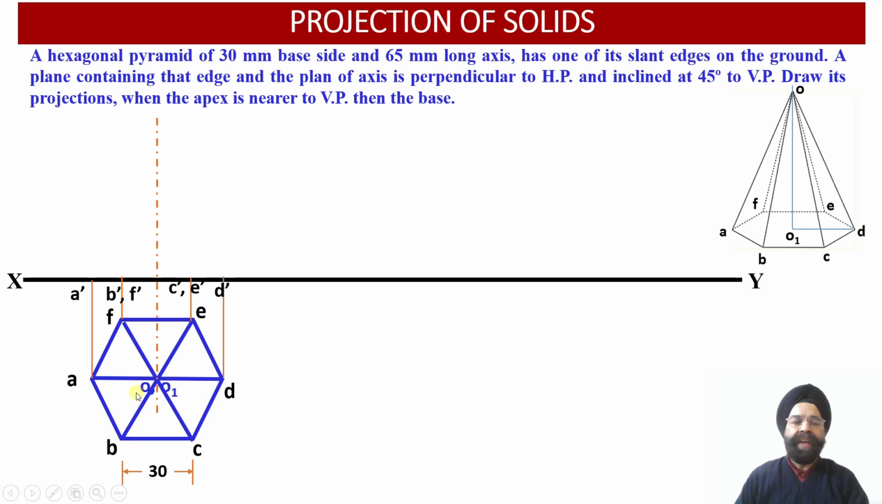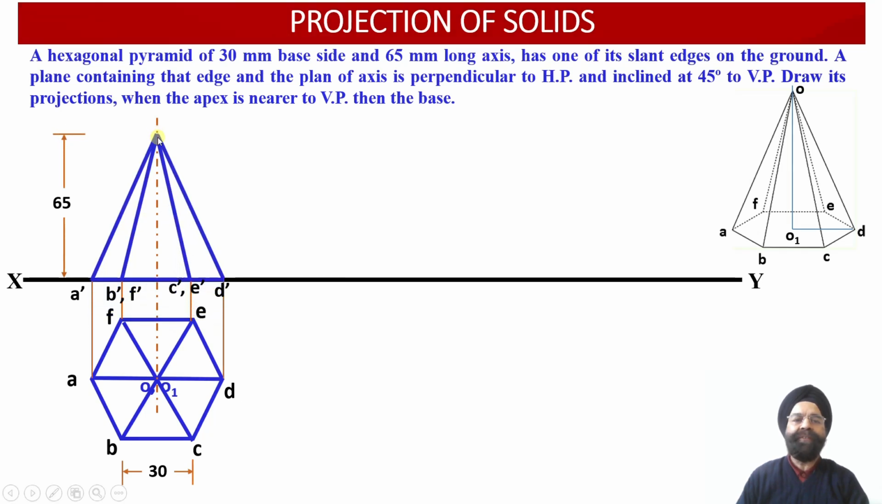Now here we have axis points O and O1. From this particular axis point, we have drawn the axis, projecting it into the elevation view over here. We know that the length of the axis is 65 millimeter, so we have marked the axis length equal to 65 millimeter. The moment we mark the height of the hexagonal pyramid, we have been able to locate the apex point. So this apex point is O dash.